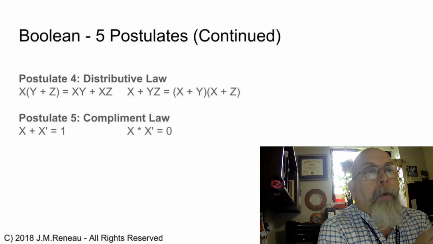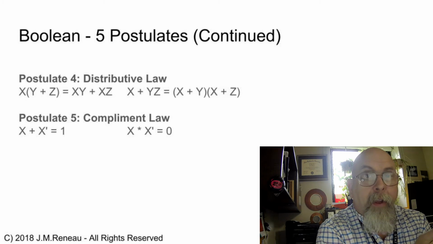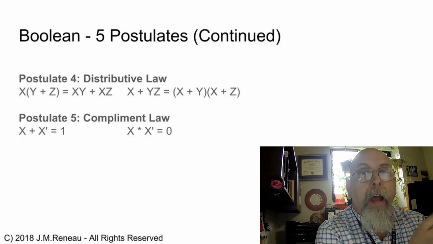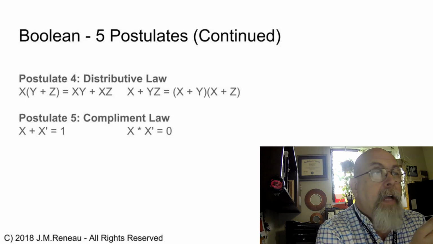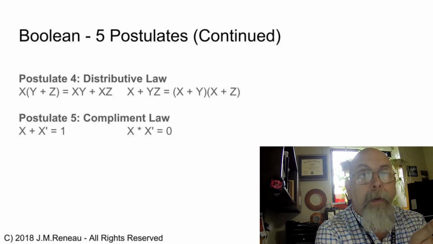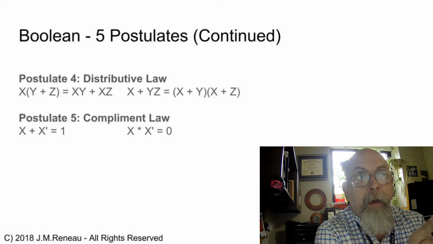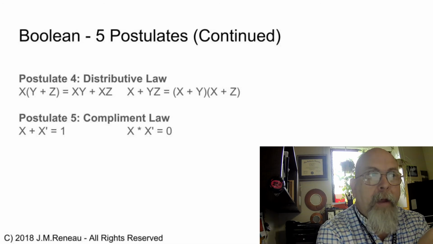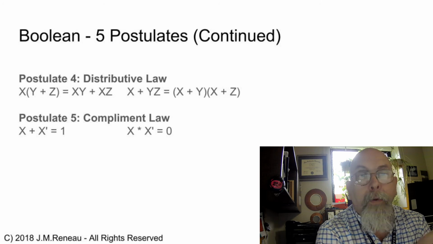The last two postulates are the distributive law, which says that we can distribute a value out. For instance, here you can say x times the quantity of y plus z is xy plus xz, and we could just as easily reverse that by factoring out the x from xy and xz and returning to x times the quantity of y plus z.